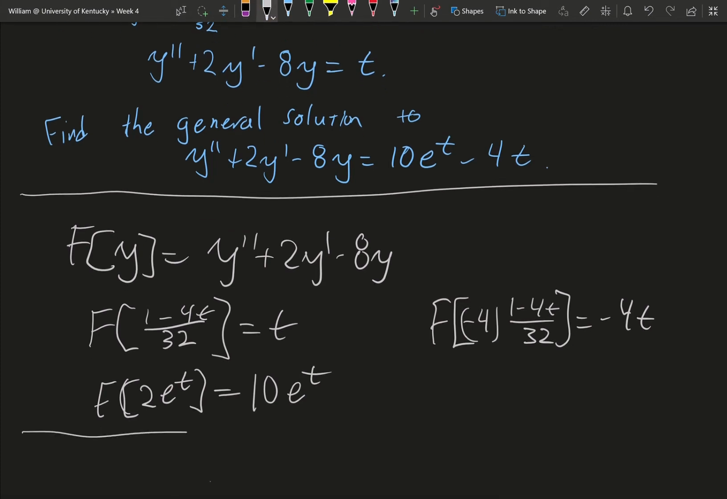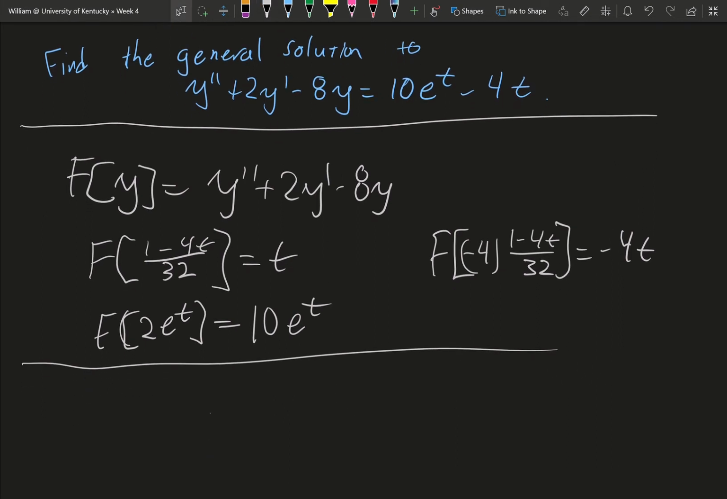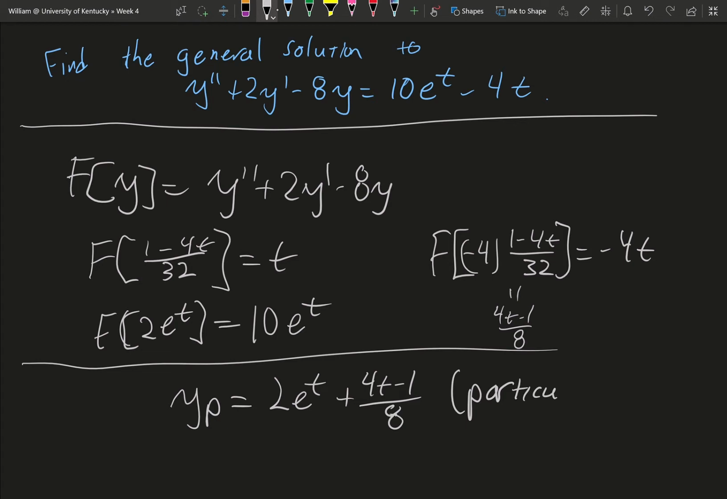Okay, so in particular, what this tells us is that I can take one solution to be 2e to the t minus... I'll just go ahead and simplify this up here. 4 over 32 is the same thing as 1/8, so (4t minus 1) over 8. And so this is one solution, one particular solution, but we're not done.